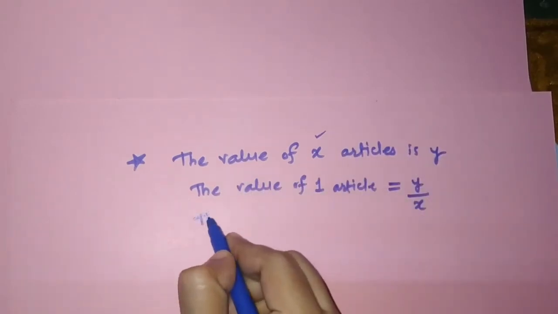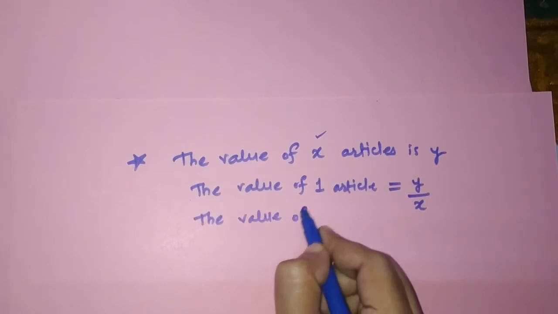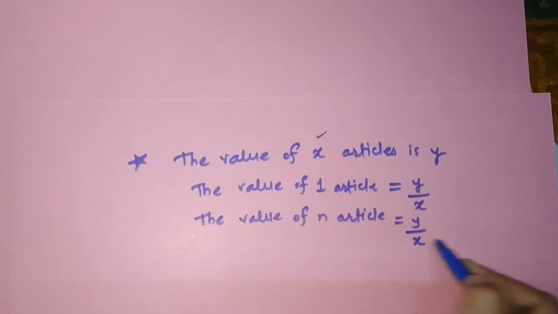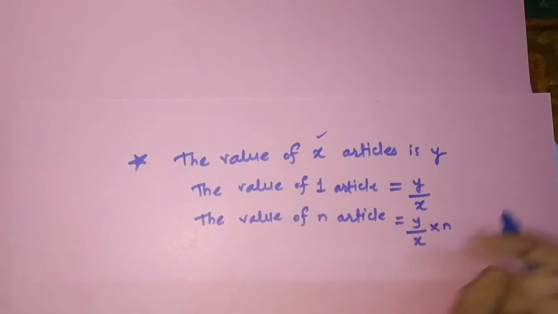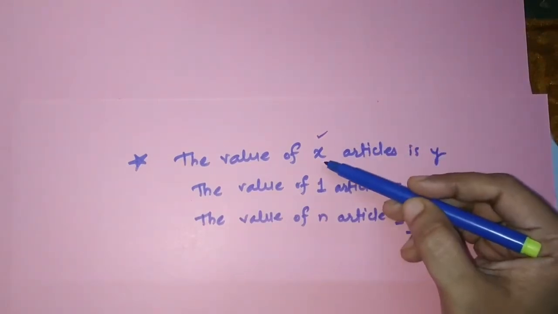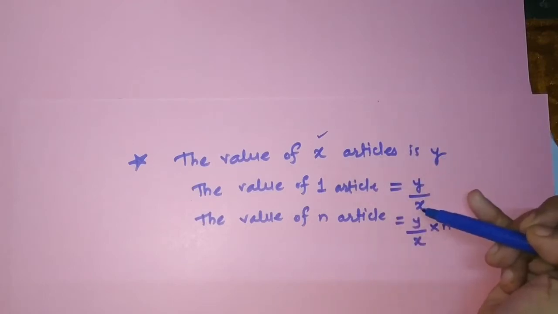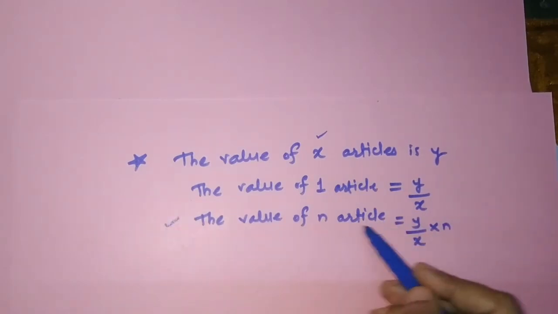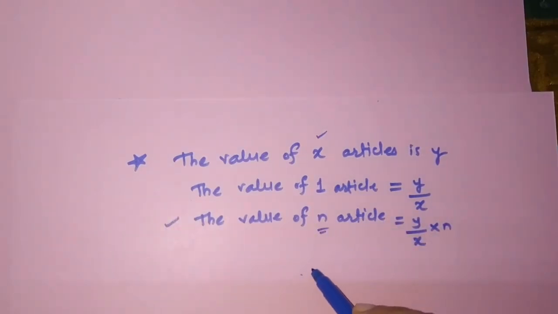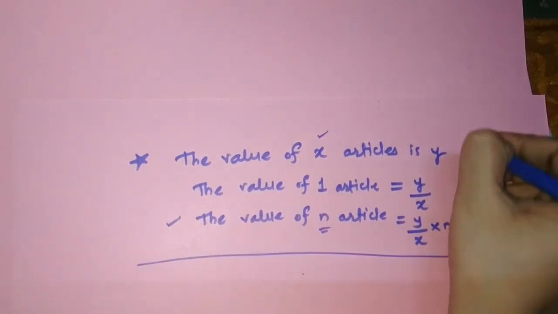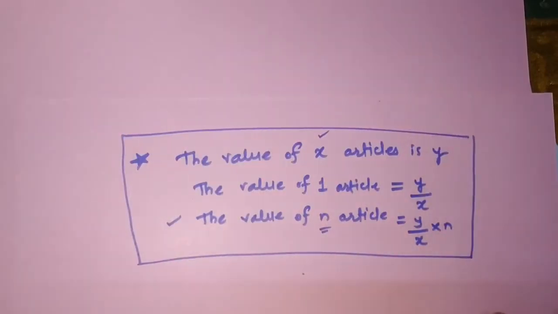And suppose you want to find the value of n articles. Then simply do y by x and multiply by n. This is the pattern we followed in our previous examples. Whatever value is given, we take the value of x articles as y, divide by x to get the value of one article, and then multiply by n, which can be any desired quantity. So this is the generalized pattern for the unitary method.